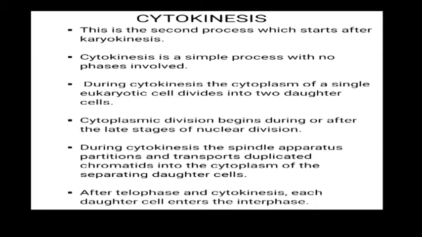The cytoplasmic division begins sometimes during or after the late stage of nuclear division, that is telophase. During cytokinesis, the spindle apparatus partitions and transports duplicated chromatids into the cytoplasm of the separating daughter cells. Then after telophase and cytokinesis, the daughter cell again enters into interphase.